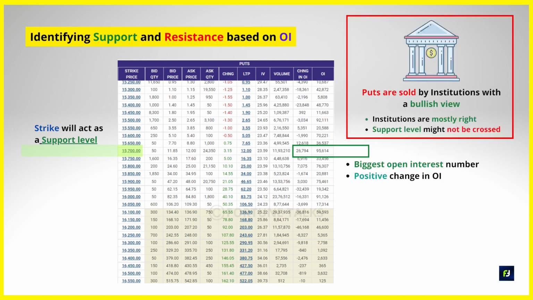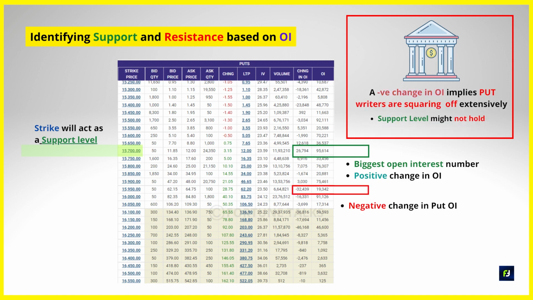This is because we assume that the put contracts are being sold by the big institutions with the view that the price will not fall below a specific price level or strike price. Most often, these institutions are right, and there is a high chance that the strike level will not be crossed. A positive change in OI implies that put writers are selling extensively because they feel that the stock will not fall below the respective strike level. On the contrary, a negative change in OI implies that the put writers are squaring off their positions because they feel that the stock will fall below the respective strike level.